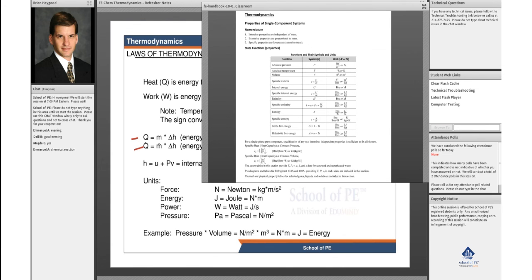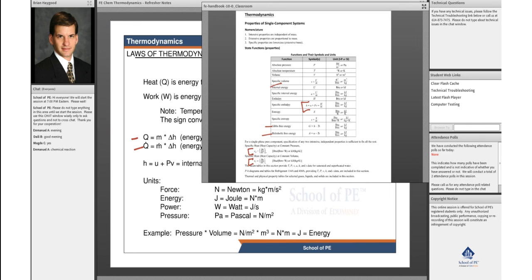H equals U plus PV shows up right in the middle there, and then we've got C sub P and C sub V defined below. The rest of these aren't that interesting. Gibbs free energy and Helmholtz free energy are not used as often. They're no less important to the world, they're just not used as often.